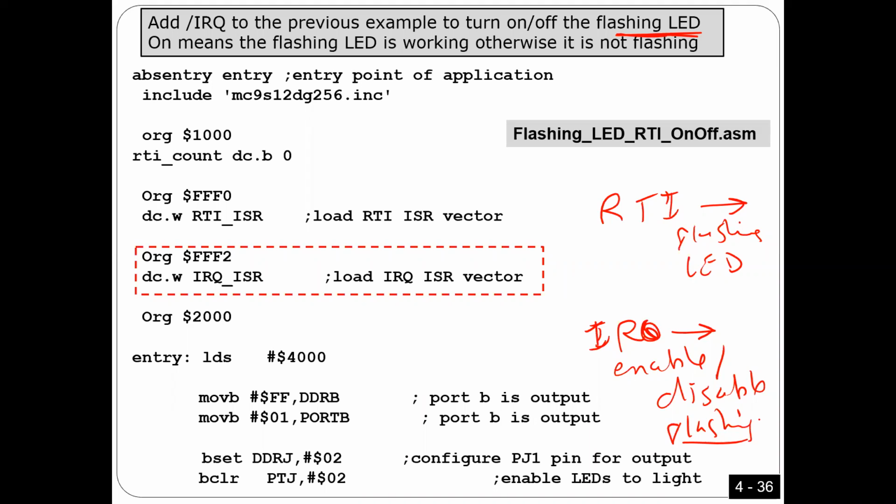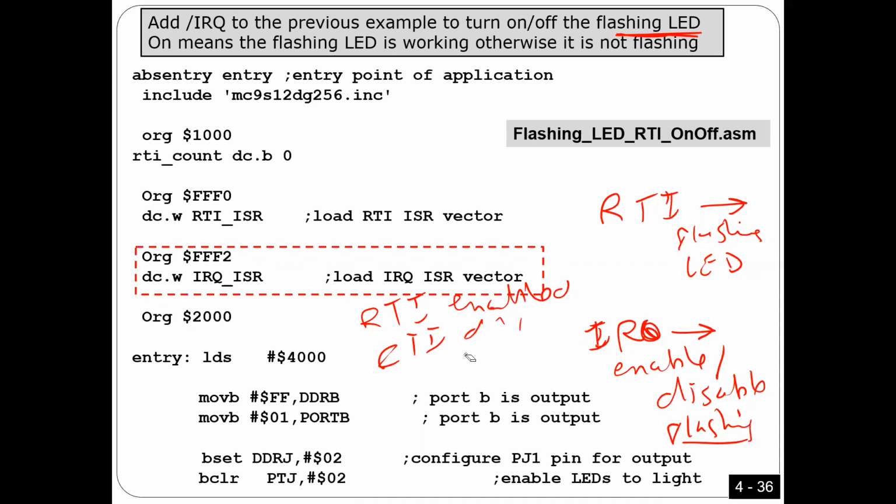How can you do that? Very easy. All I have to do is, every time I press a button, I trigger IRQ. IRQ is going to enable or disable RTI interrupts. You got what I'm saying? It's very simple. If RTI interrupts are enabled, it means we have flashing. If RTI is disabled, it means no flashing. This is the way I'm going to do it.